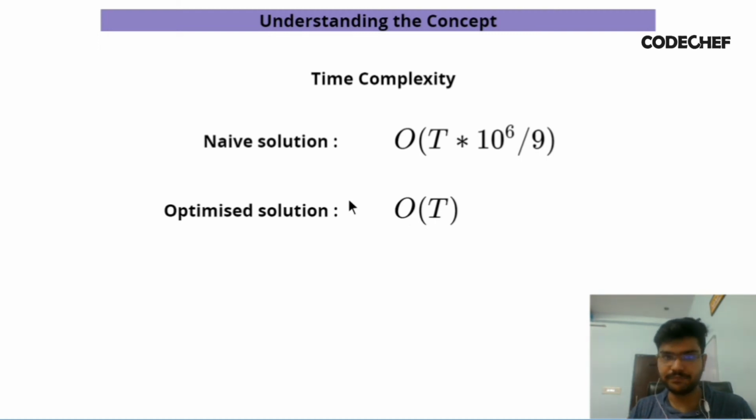Whereas for the optimized solution, the time complexity will be order of t. Why? Because we are running a simple if condition in the test cases, so that is an O(1) operation. So the optimized solution will run in order of t time. That is why the naive solution won't work, because the overall time complexity becomes much greater than 10 to the power 8, which will give us time limit exceeded.